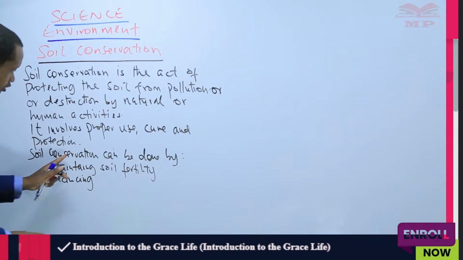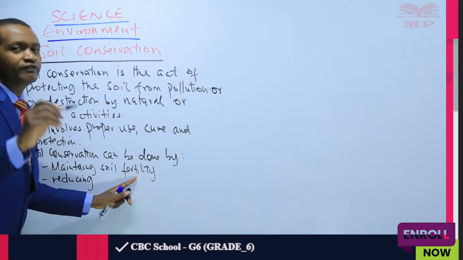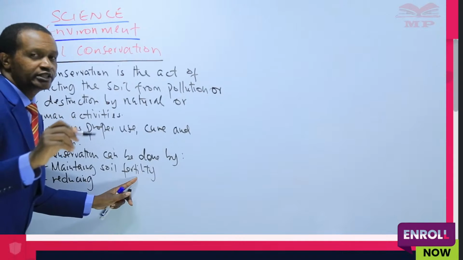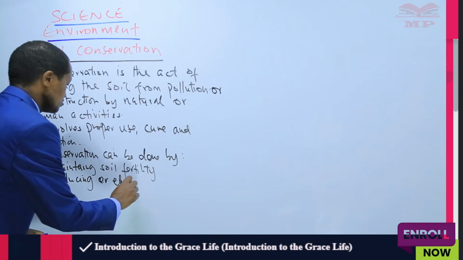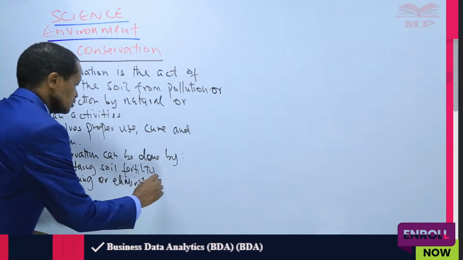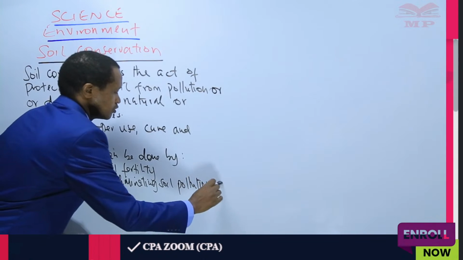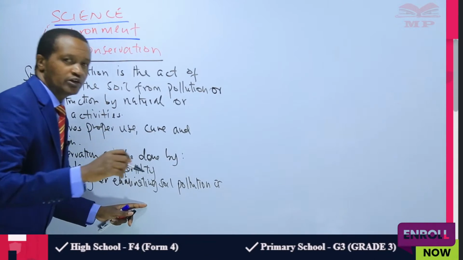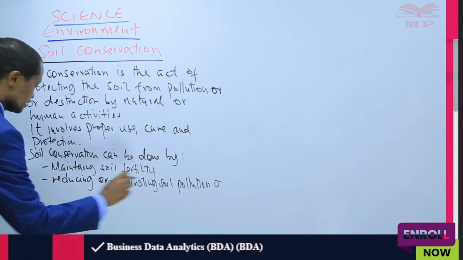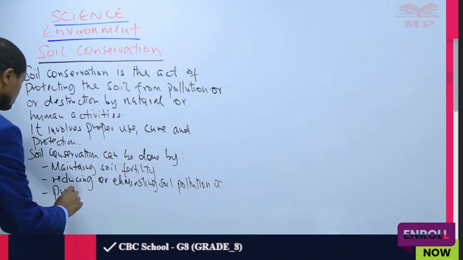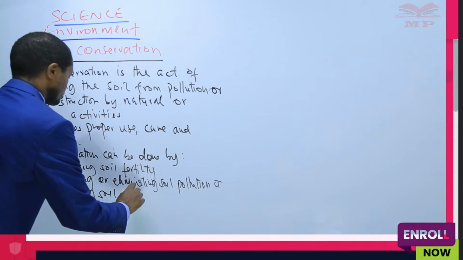We're saying here, soil conservation can be done by, one, maintaining soil fertility; two, reducing or eliminating soil pollution; and three, avoiding or preventing soil erosion.